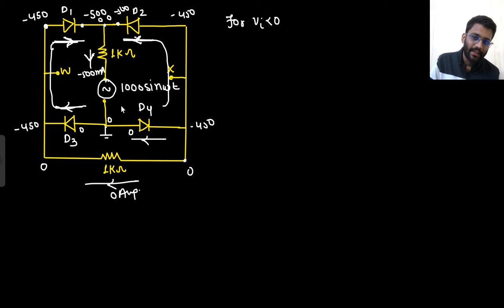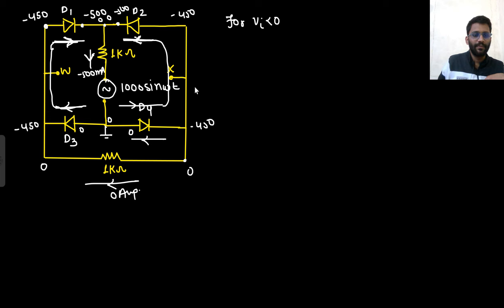So all the current directions are clear, right? From D3, P to N, D4, P to N, D2, P to N, and D1, P to N. So if we assume the diode to be on, it is actually following it up. In the previous analysis, it was not following it up. In the previous analysis, all the diodes were off. Here, all the diodes are on. Did you understand this point?